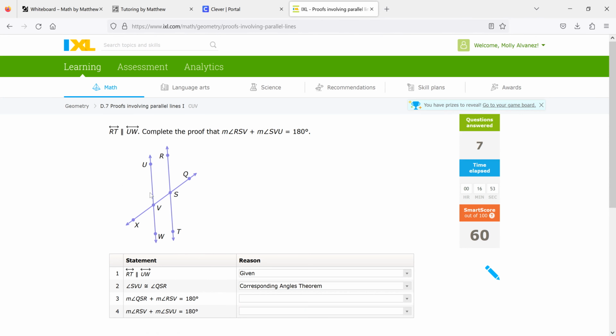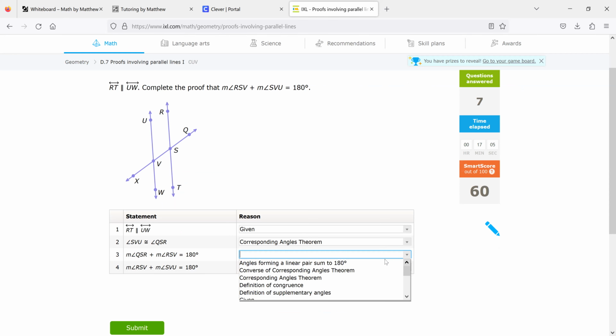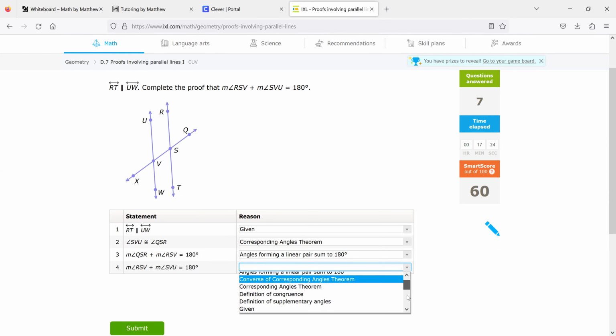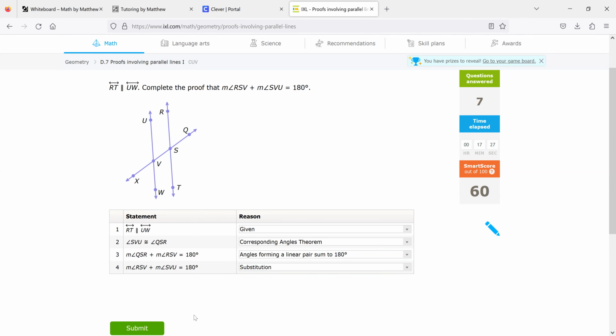Measure of angle QSR plus measure of angle RSV equals 180. They're on a line, so that's the definition of, or two angles from a linear pair add up to 180. Again, QSR, RSV, and then they substitute in for one of the angles. They're saying, hey, don't use QSR anymore, use SVU. So that's going to be some sort of substitution there.